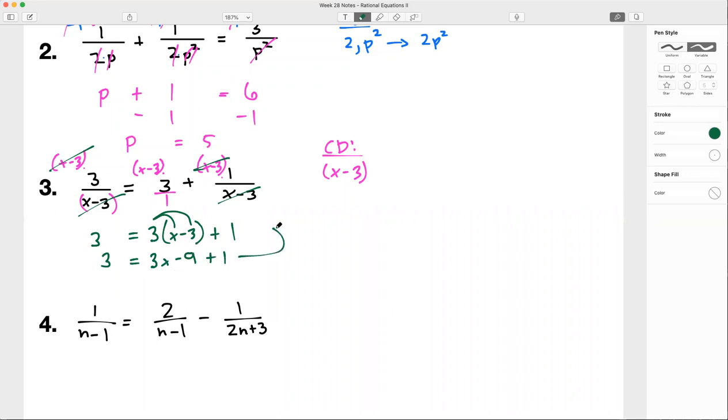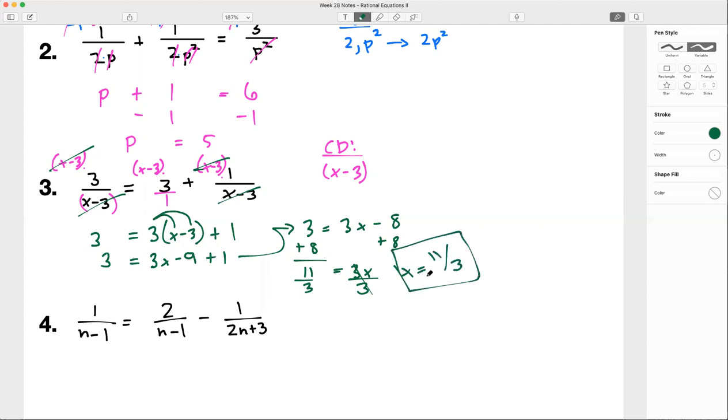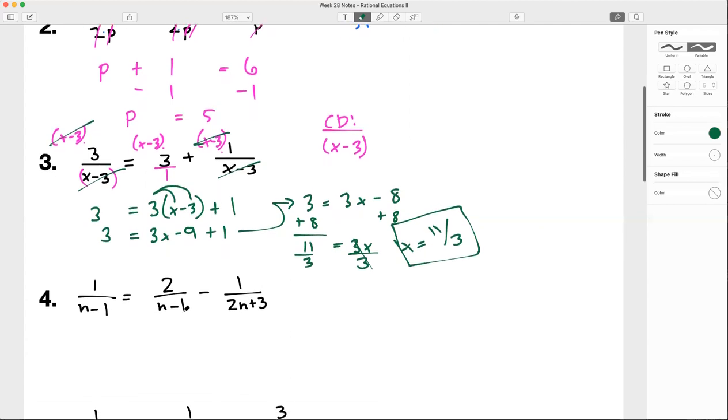All right, so let's go up here. We've got 3, I'm going to just keep that there. 3x, -9 plus 1 is -8. And then we're going to add 8, add 8. 3 plus 8 is 11, equals 3x. And our final step, we divide by 3 on both sides. 3's cancel. X equals 11/3. Box it up. And we're done.